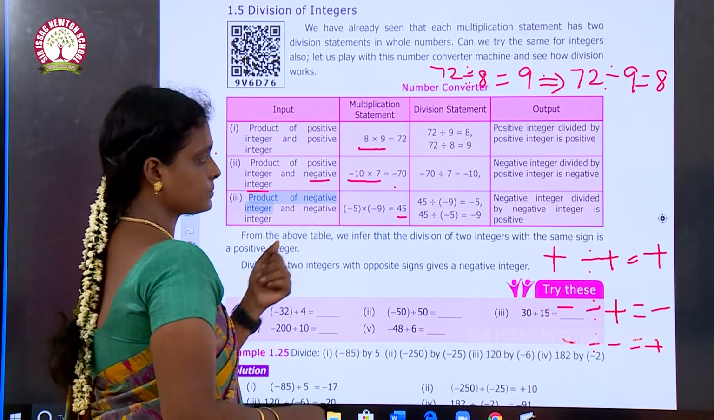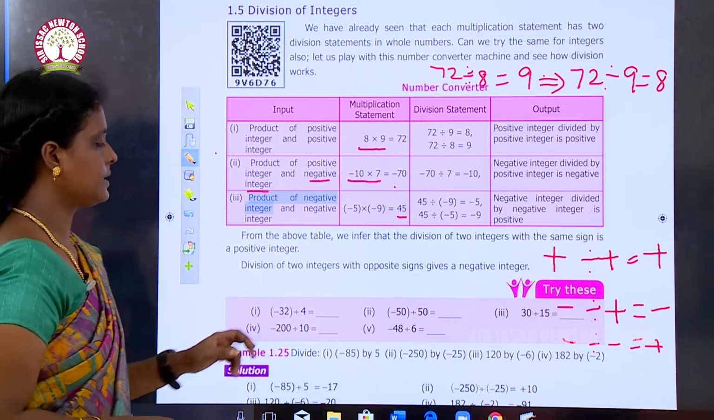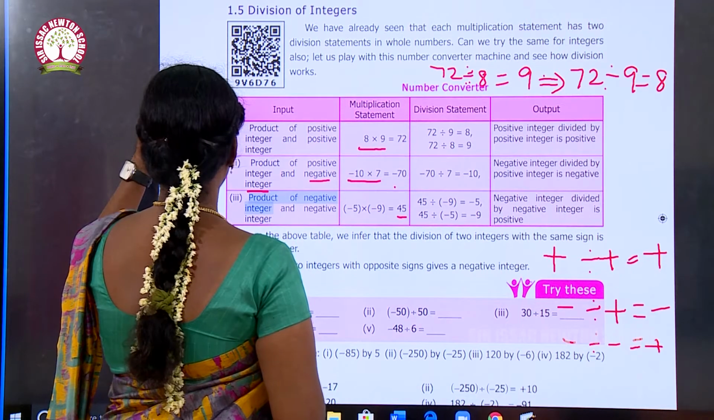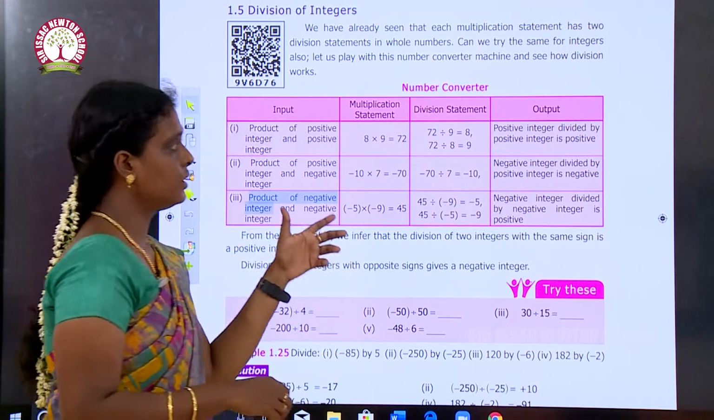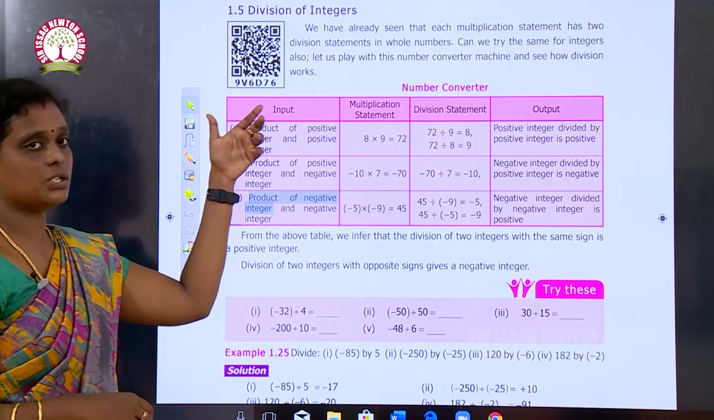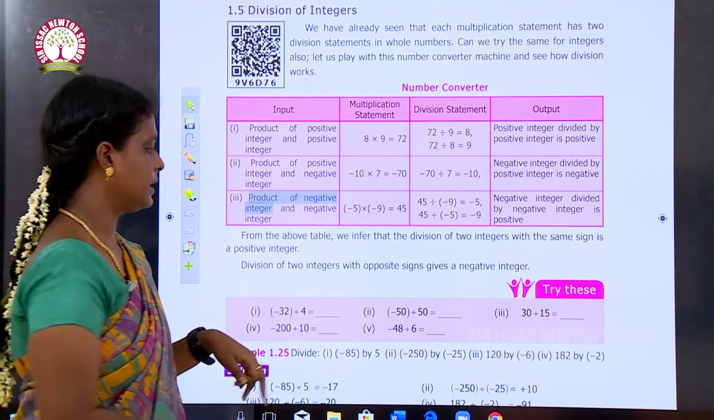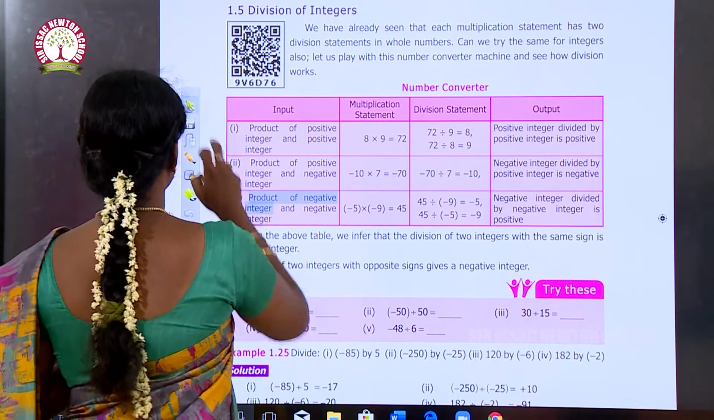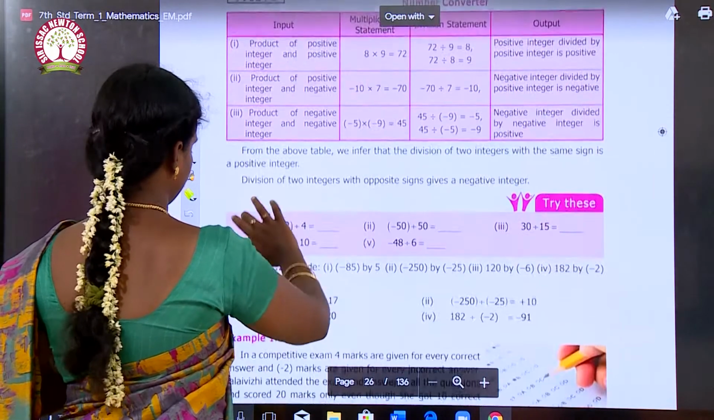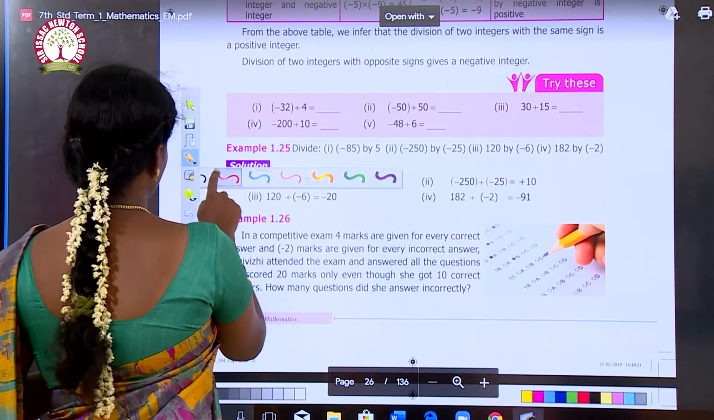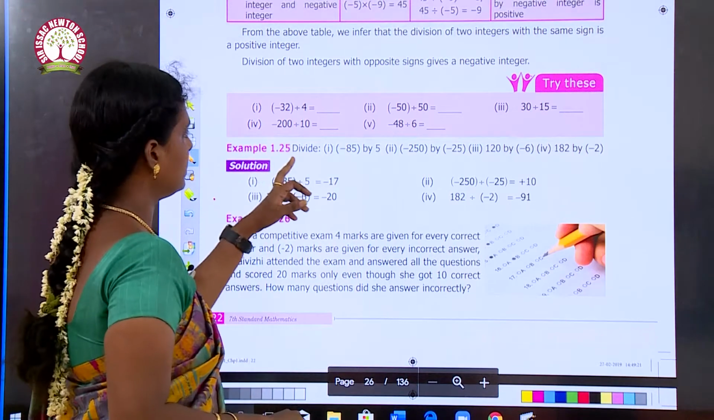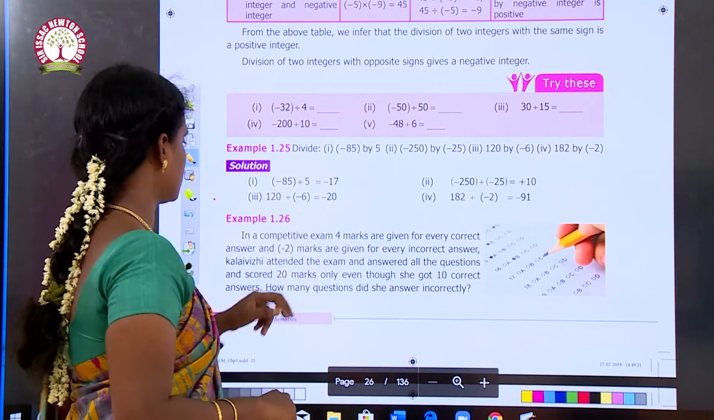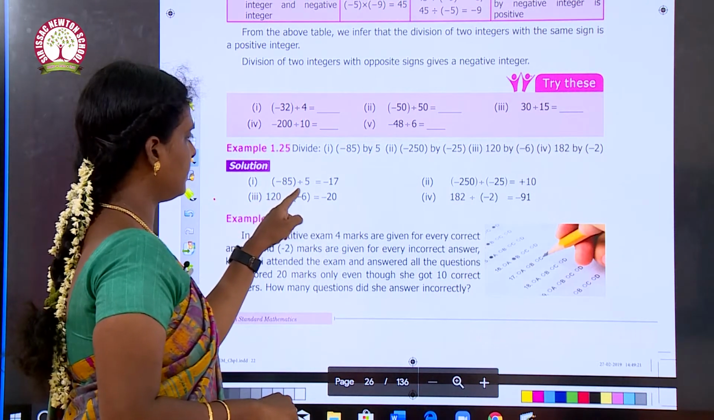So these are all the answers here, and these are the basic rules to find the division of integers, okay? And then we are going to continue our class with an example. So see, example 1, divide minus 85 by 5. This is the first question. So minus 85 divided by 5.